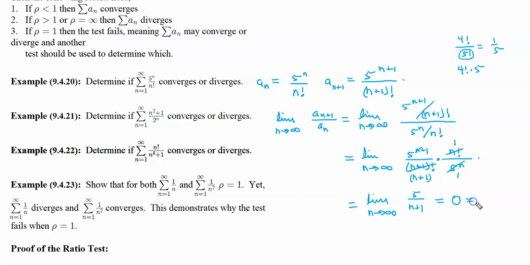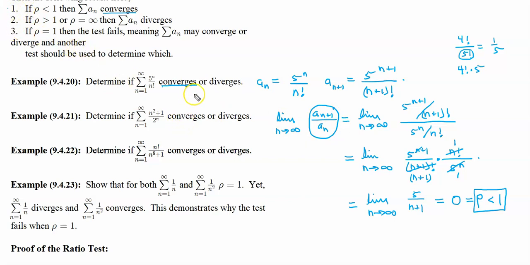So that is our rho, and since that is less than 1, we have that the original series converges, right? We are in case 1 now. So therefore this series converges because the rho is less than 1. And there you go. That's how you employ the ratio test. You just have to look at the limit of this quantity and then see which case you fall into.